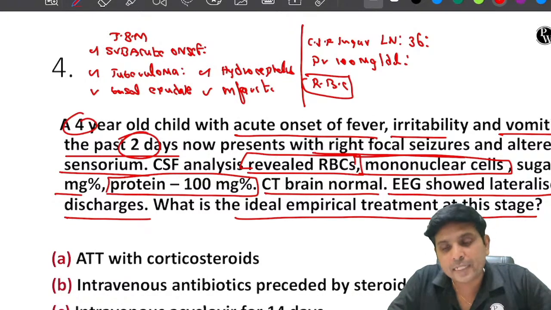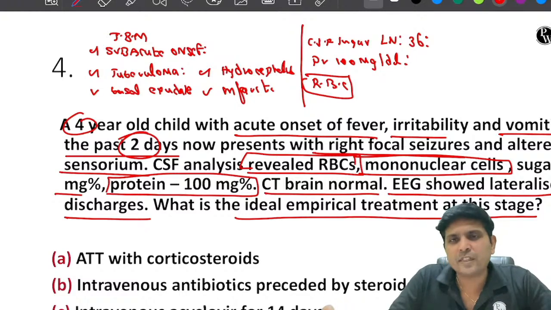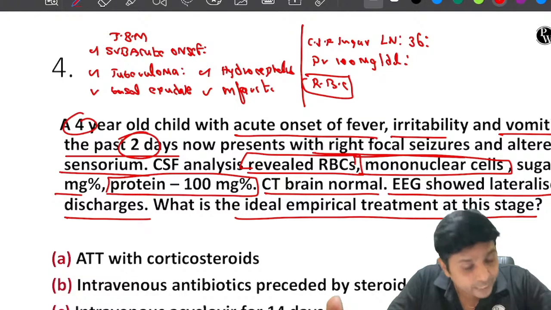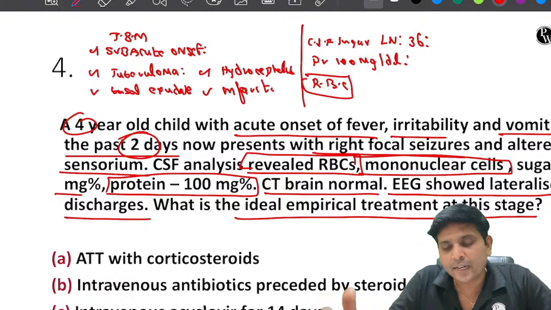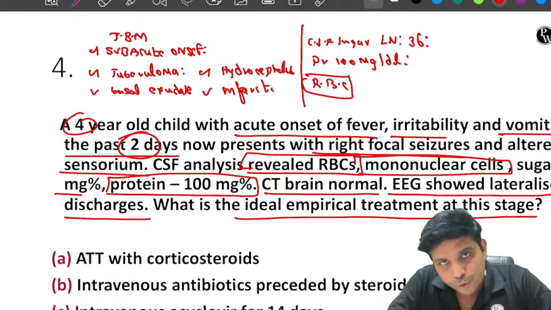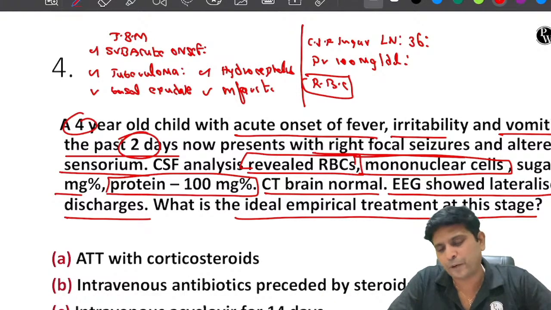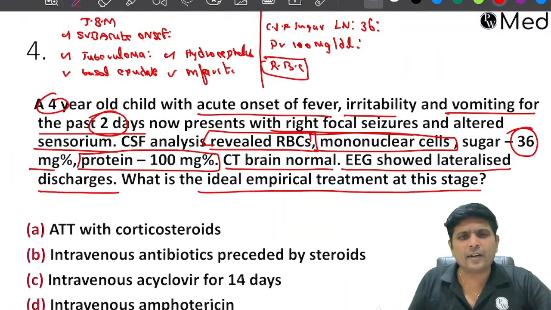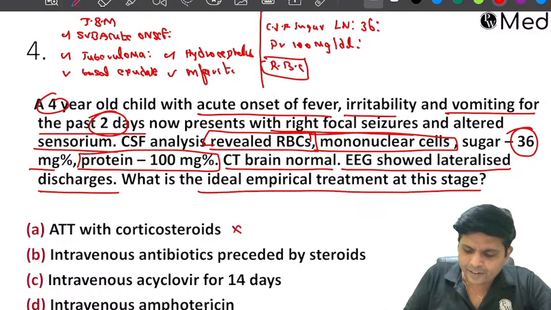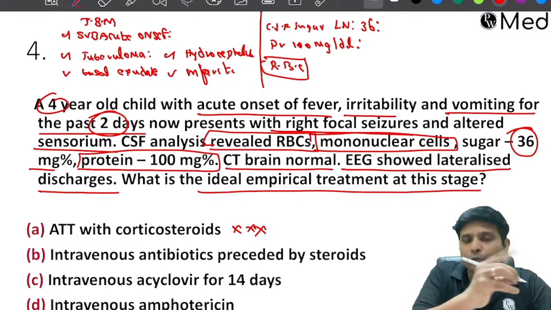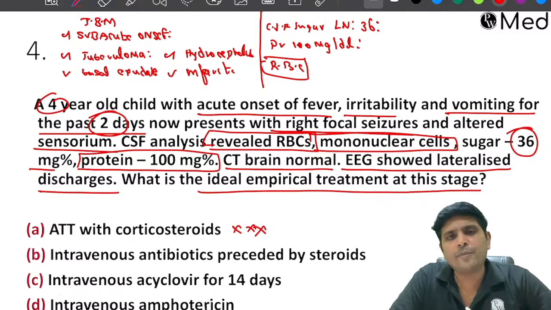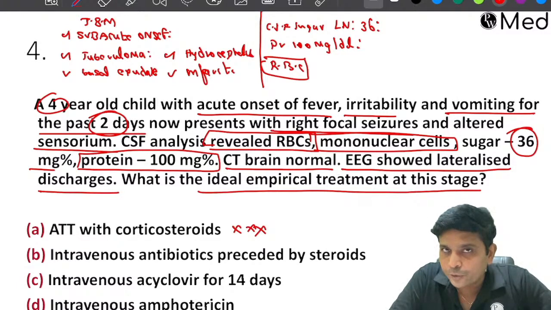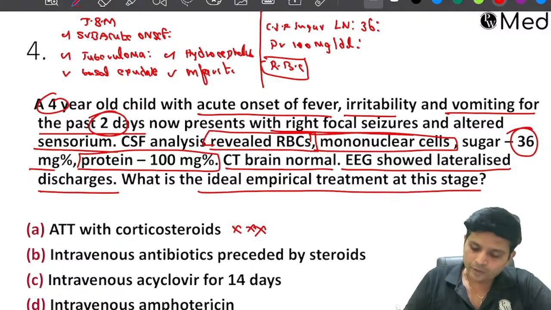Always acute means hyperacute, within hours, within days, means think in terms of viral, particularly JE and herpes, followed by acute pyogenic. Acute means pyogenic. Subacute over a period of days to weeks means Japanese encephalitis. Is it a case of tuberculous meningitis? Definitely not, because just 2 days of illness followed by altered sensorium, least likely to be due to tuberculous meningitis.